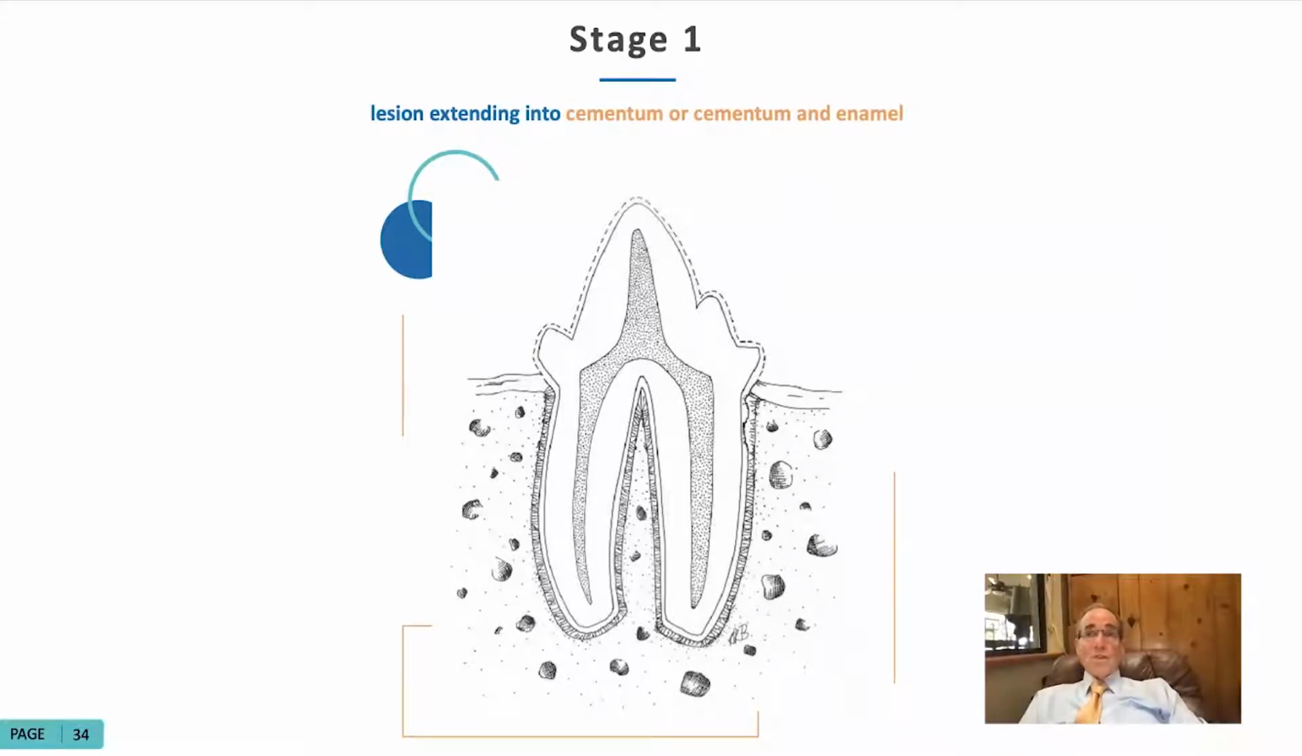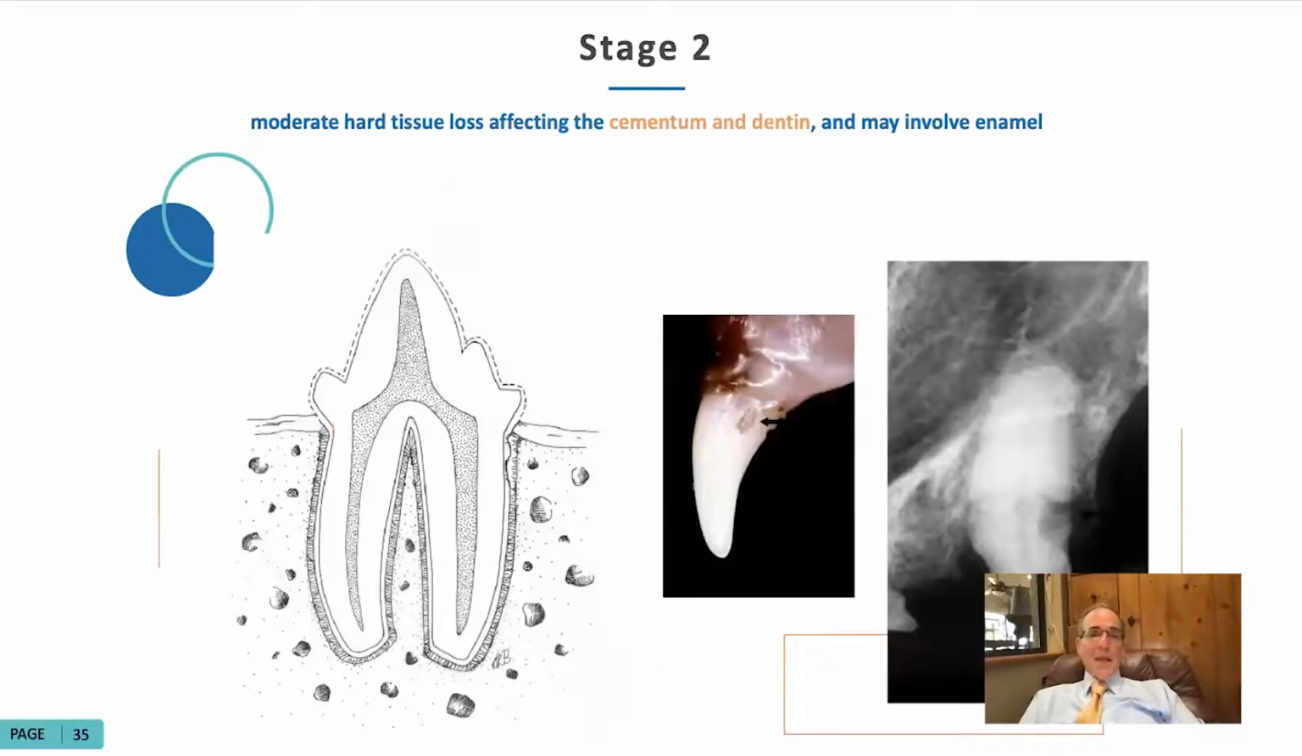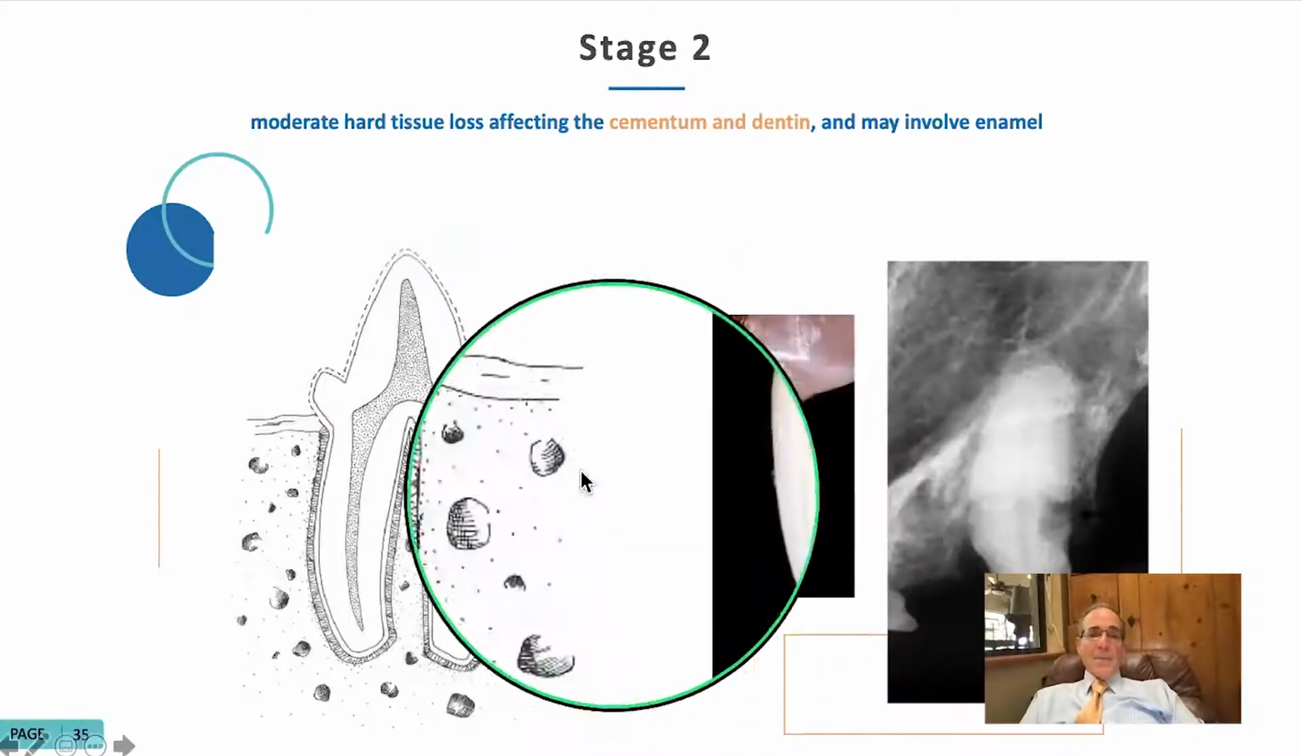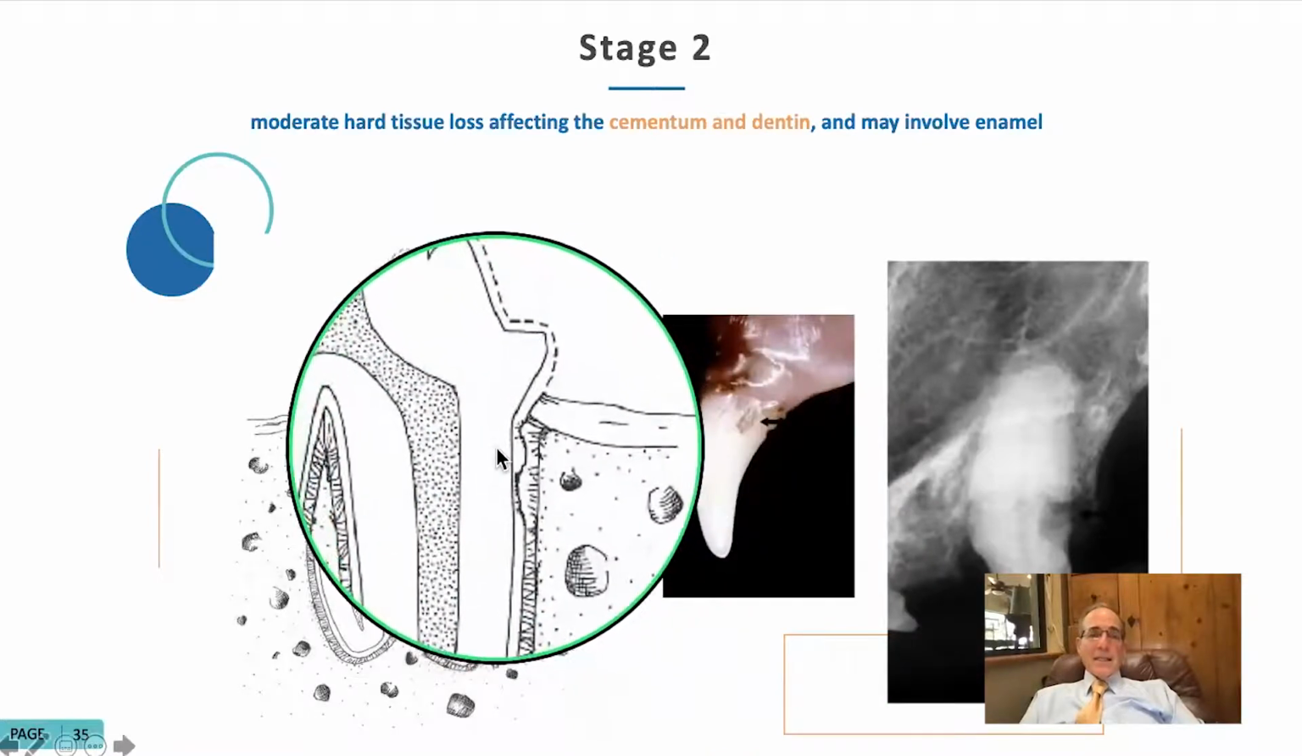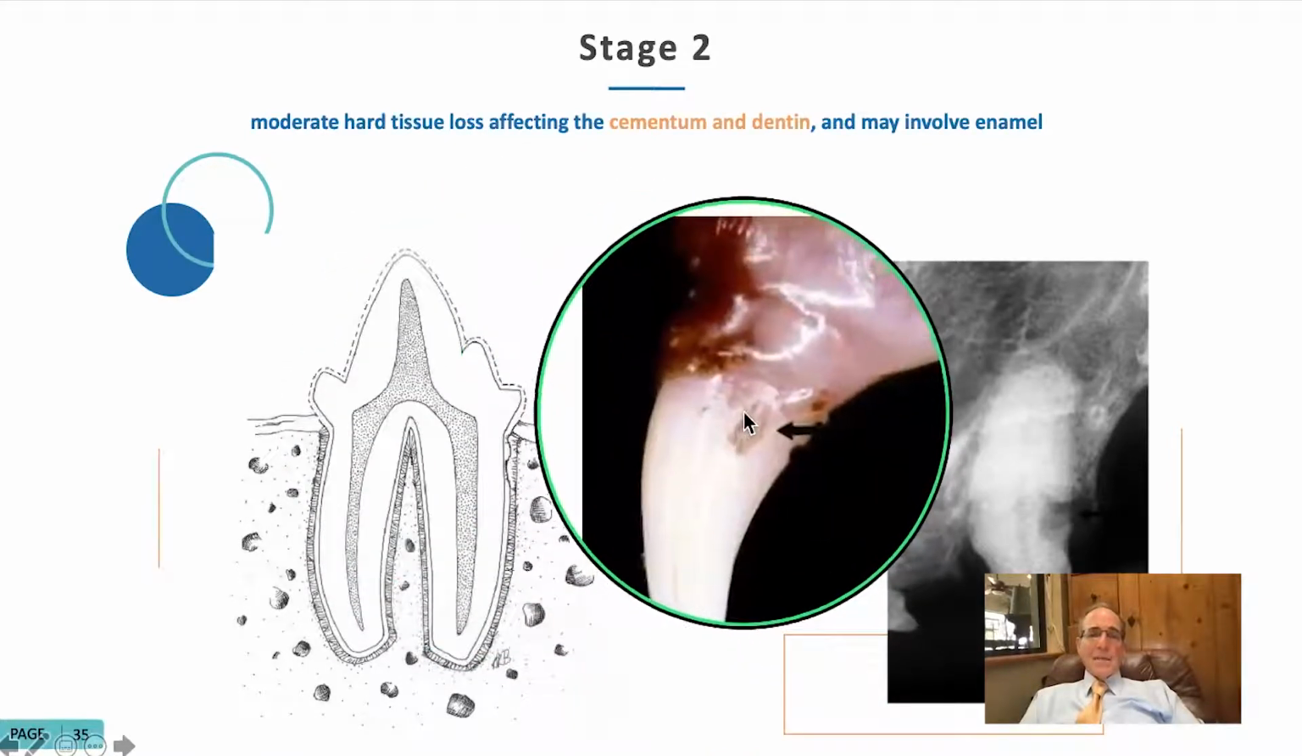When tooth resorptions are exposed to the oral cavity in the cats, even under general anesthesia, the cats start chattering. So it's extremely painful in cats. And that's why the only treatment is extraction, because that takes care of the pain. So stage 1 disease extends in the cementum or the cementum and enamel. Stage 2 disease just extends here and then comes right up to this area.